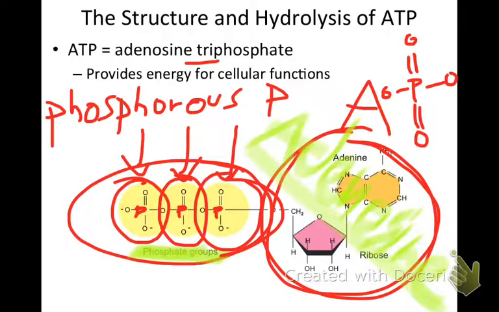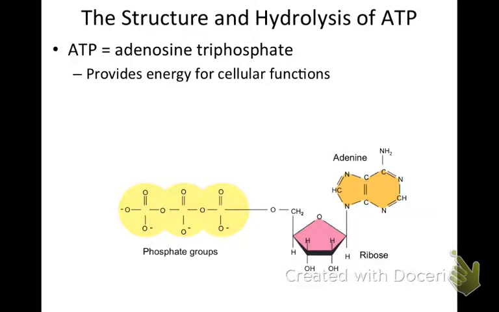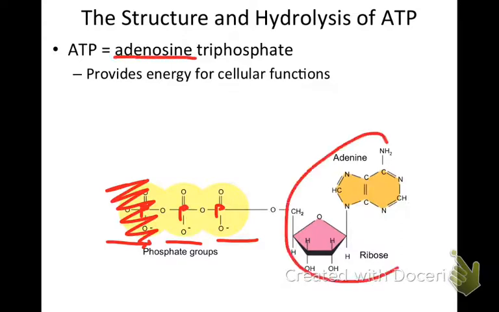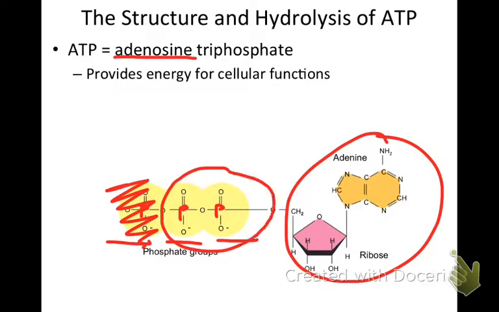Now, here's the cool part. Can you guys guess what it's called when instead of having 3 phosphates, again, there should be P's in here. Instead of having 3 phosphates, you only have 2 phosphates. So it's still called adenosine, because you have this. But if you have 2 phosphates instead of 3 phosphates, now it becomes adenosine diphosphate.